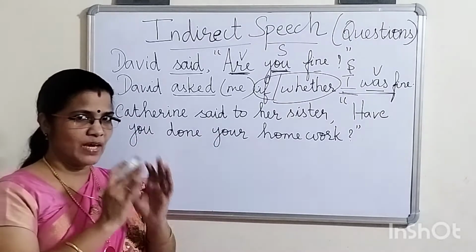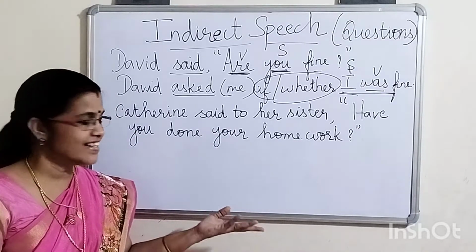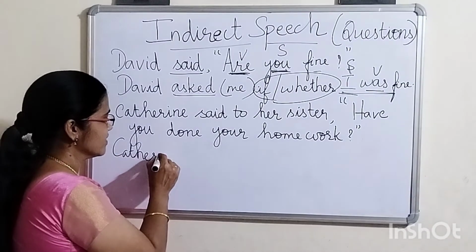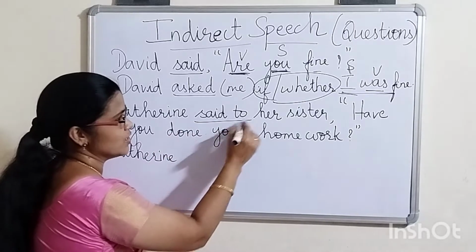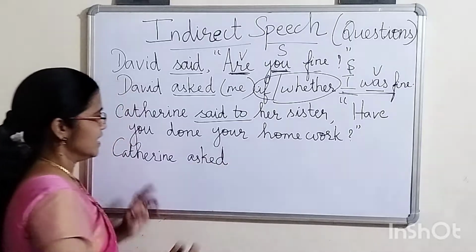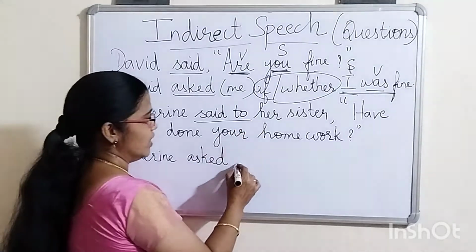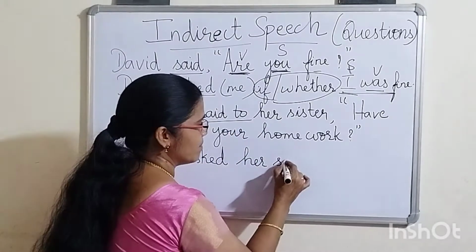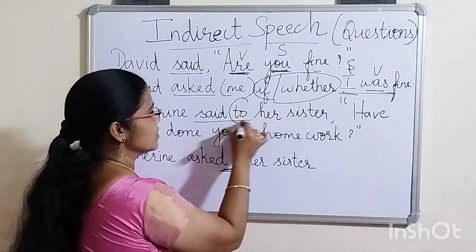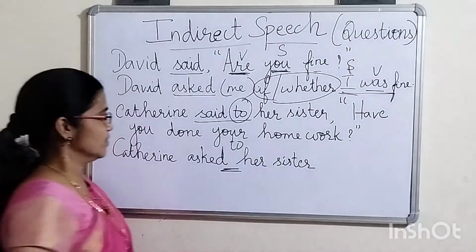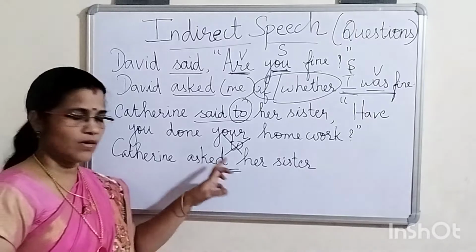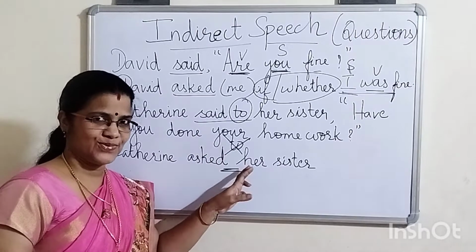Remember, let's make use of all the rules that we have already learned. So we start with the same subject, Catherine. Now you have said to. Here again it's a question, so you should use only asked. Catherine asked. Now her sister. Remember here something very important. I'm not supposed to use this to here. Asked to. Catherine asked to her sister. This is wrong because ask or asked can never be followed by to.